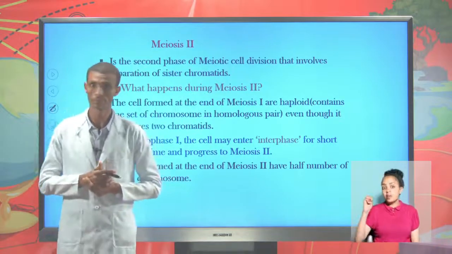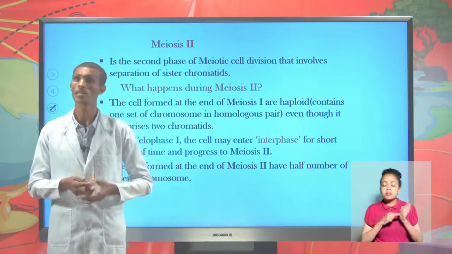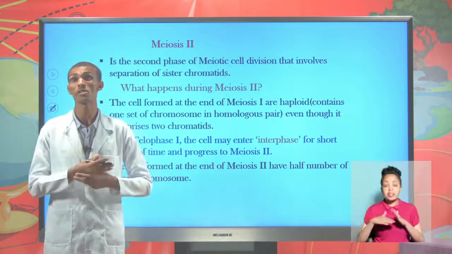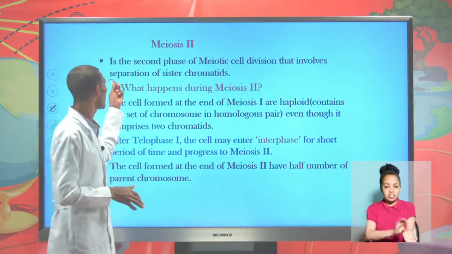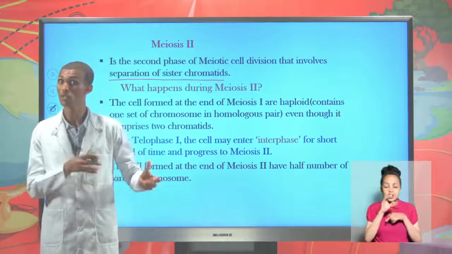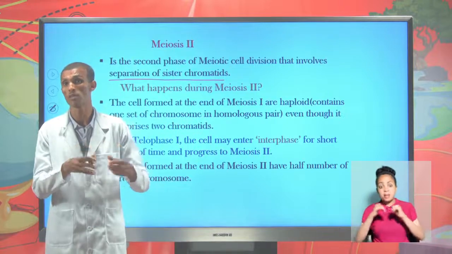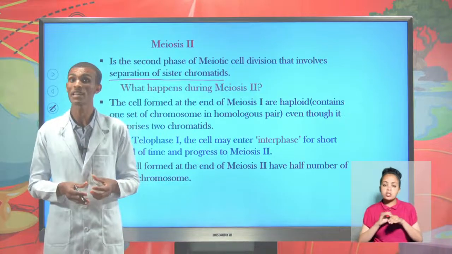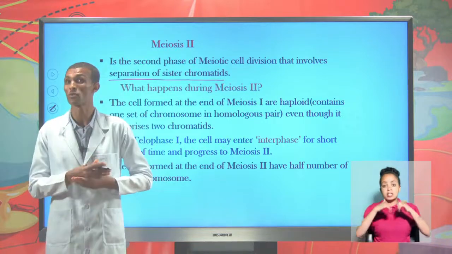Meiosis II. When we say meiosis II, it is the second phase of meiosis cell division that involves the separation of sister chromatids. When we say meiosis I, it involves the separation of homologous chromosomes. But here, we are going to speak about the separation of sister chromatids.